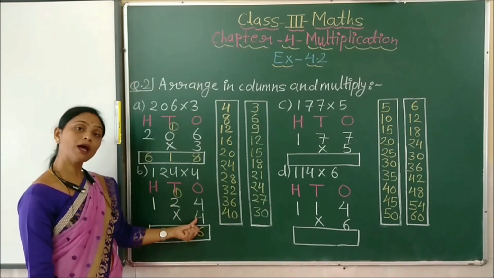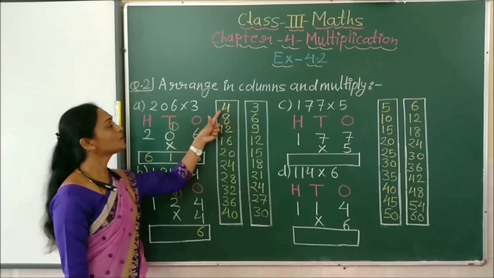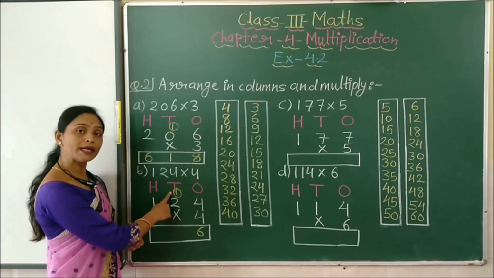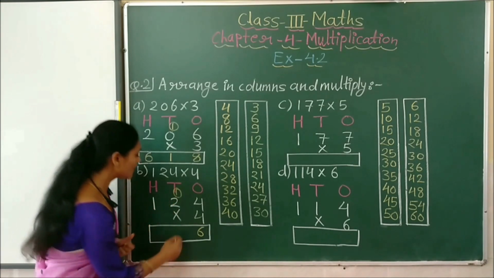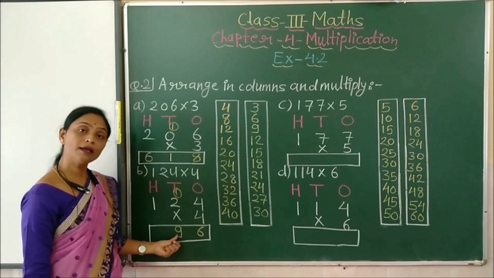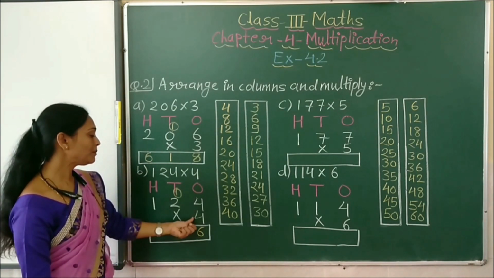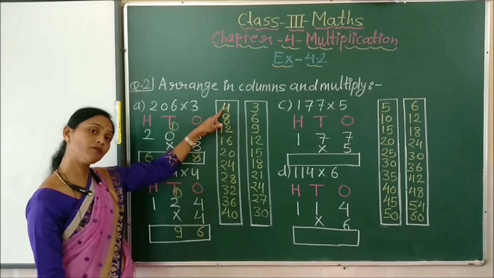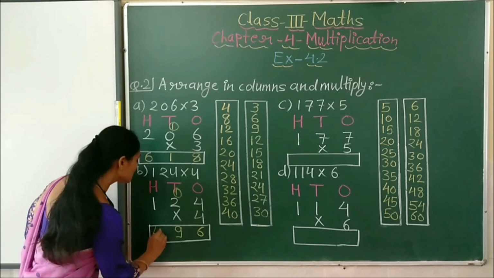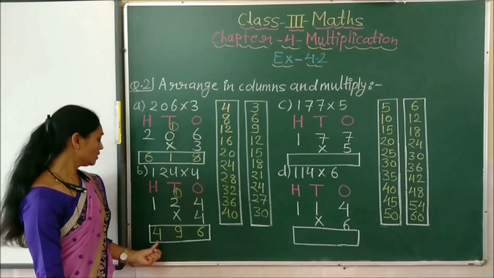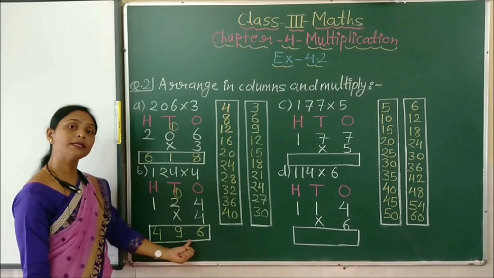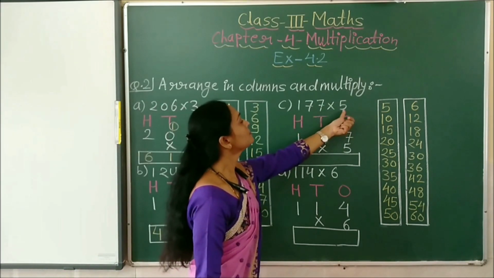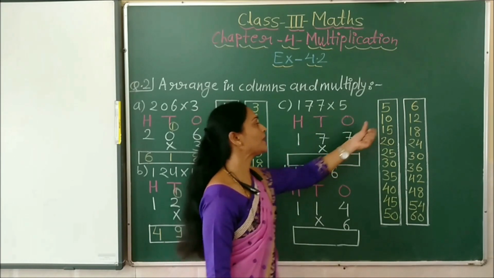Now 4's table, how many times? 2 times. So 4 ones are 4 and 4 twos are 8. And then with 8 we have to add this 1 also. So 8 plus 1 is 9. So we got here 9. Then we have to multiply this 4 with this 1. So 4's table we have to read only 1 time. 4 ones are 4 only. So we write here 4. So see which number we got? 496. Now we will see this third one. 5 we have to multiply here. So this 5's table we will see.